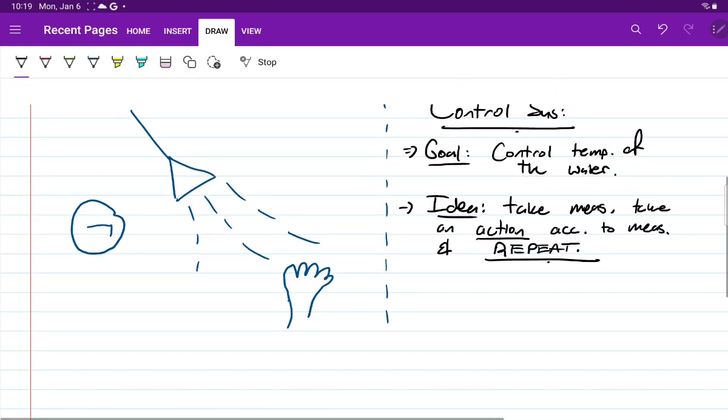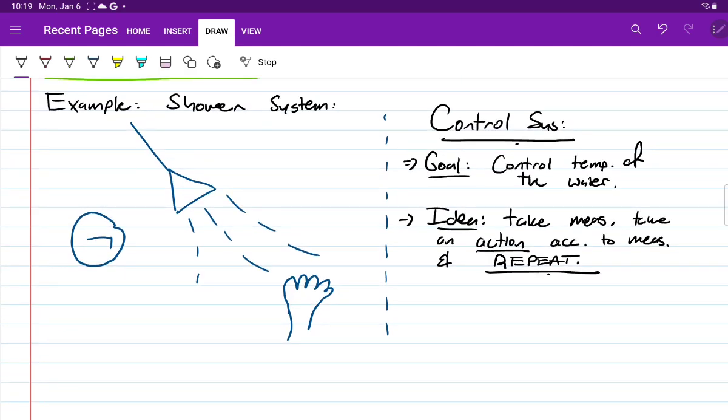If I iteratively continue this process, taking a measurement, correcting the shower handle position, taking another measurement, correcting the handle position, and so on, I'm eventually going to converge to my desired shower temperature. Converge to the desired temperature. Fantastic. So this is one basic idea of control.